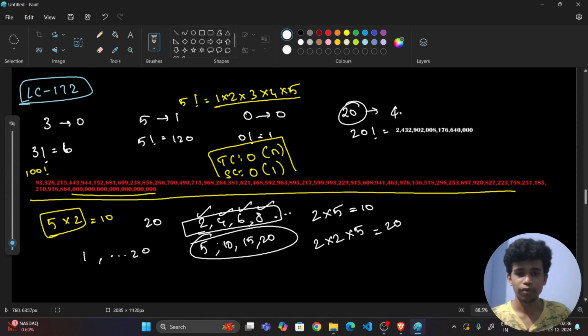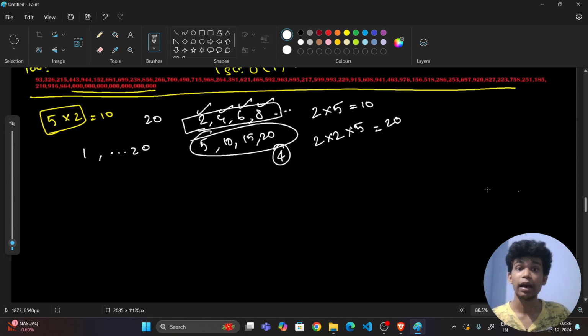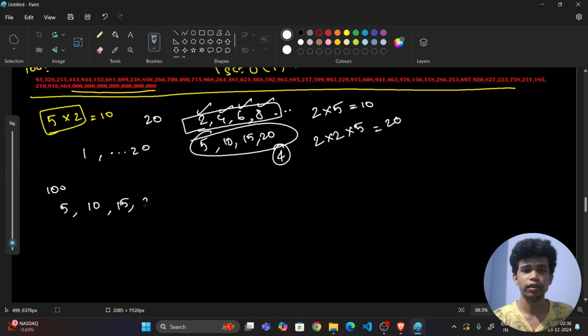Now 5, 10, 15, 20. How many 5's are present? 4, right? So my answer will be 4. Fine. Now let us take a big value like 100. For this 100, what are the values there? 5, 10, 15, 20.